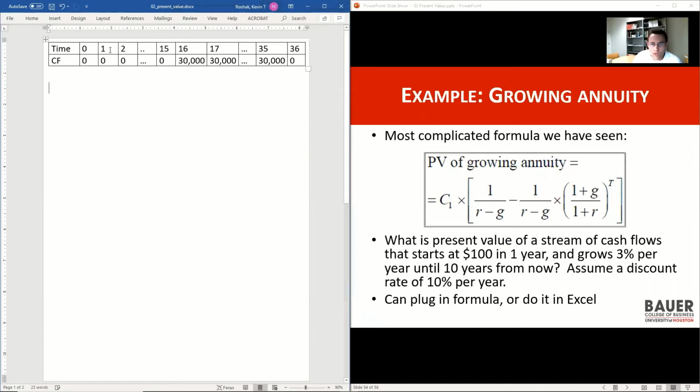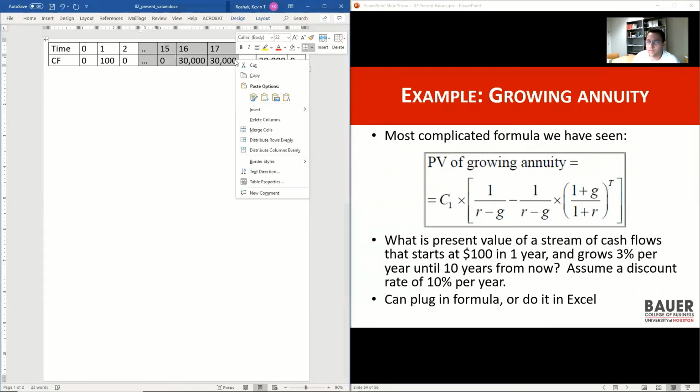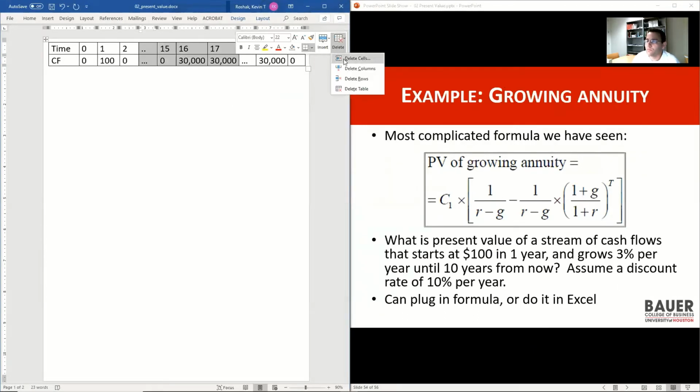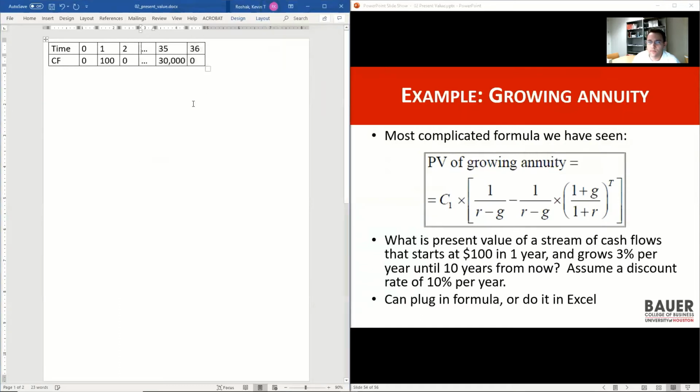So let's first draw out the cash flows, make sure we're all on the same page here. The cash flows start in 1 year at $100. So go up to this table, we have $100 at time 1. I'm going to make some space here. I'm going to delete some of these cells.